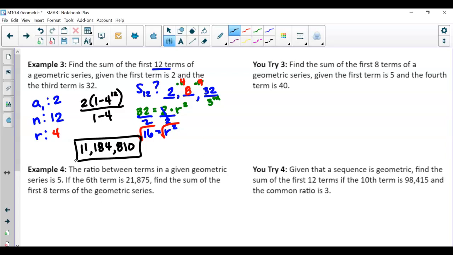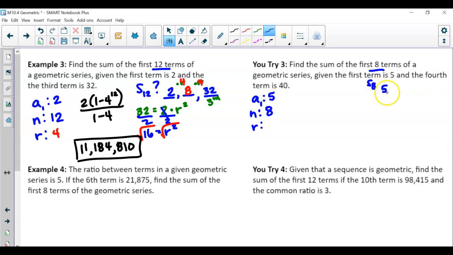And here we go. So again, you're finding the sum of the first 8 terms. So we're looking for S sub 8. Here, you're given the first term, so you could identify that the first term was 5. And here we're looking for n, which is 8. But again, you don't know what r was. You were given the fourth term, though, was 40.